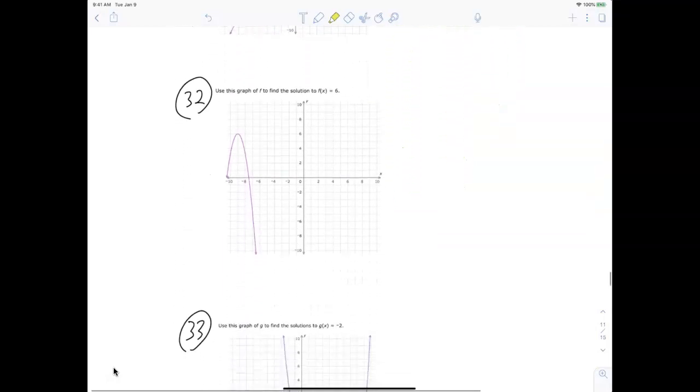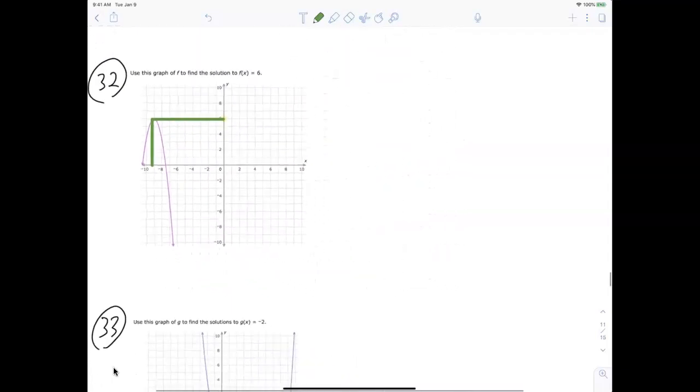Again, f of x equals 6. So I'm going to 6, the y equals 6. I'm going to slide over, and there it is. So what x corresponds to that y? It looks to me like that's -9. So x equals -9 when y equals 6.